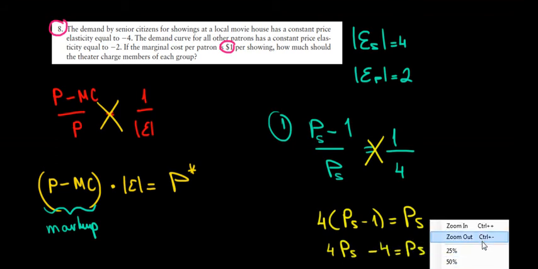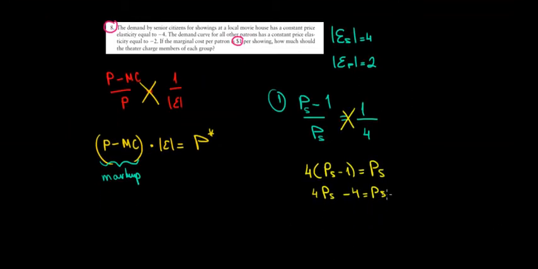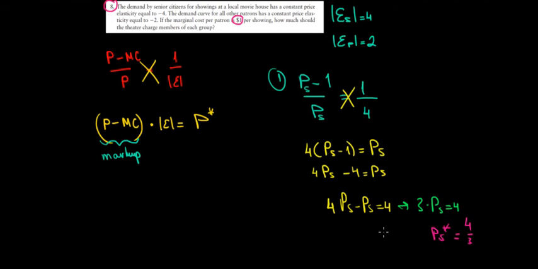Let me zoom out over here. Let's take this one to the other side, so we'll have 4PS minus PS equals 4. Now that means that 3 times the price for seniors equals 4, which means that the price that we're going to charge the seniors to maximize the profit is going to be equal to 4 over 3. So that's one part of the question. We know how much to charge one segment of the market over here.